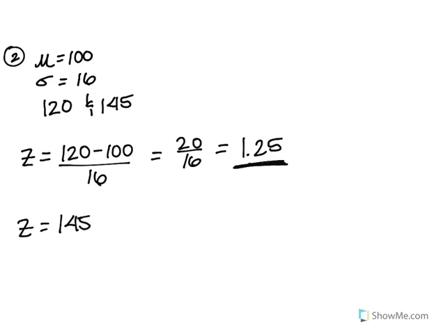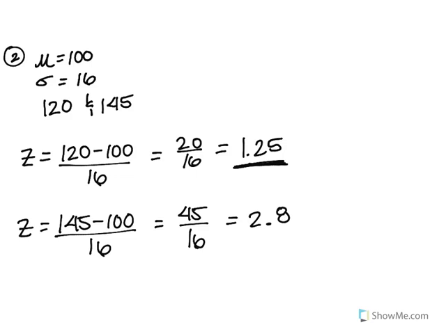Find the z-score for 145. You have 145 minus 100 divided by 16. And we get 2.8125. And we know that the rule for z-scores is 2 decimal places. So that's going to give us 2.81.